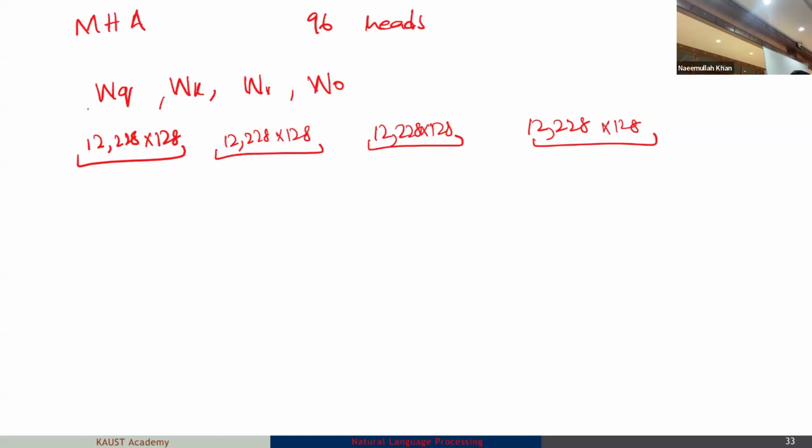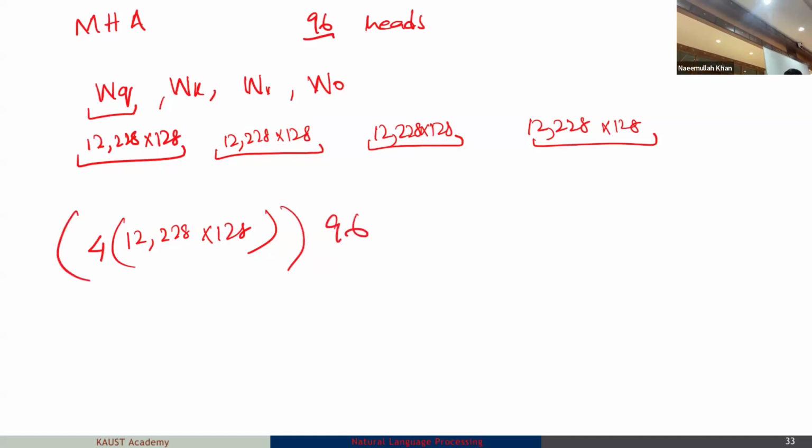Let me find out how many parameters are in WQ. The parameters in WQ are 12,228 times 128. Same is the number in WK, same in WV, same in W out. So I have four of these. Then I have 96 heads, so I will multiply it with 96. This is one layer of multi-head attention, and I have 96 such layers.